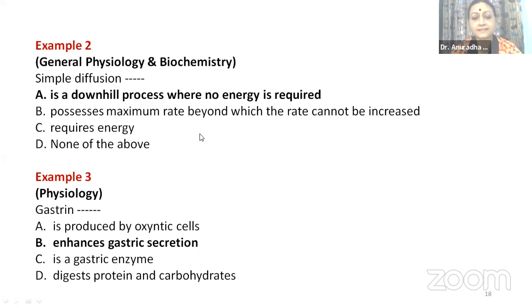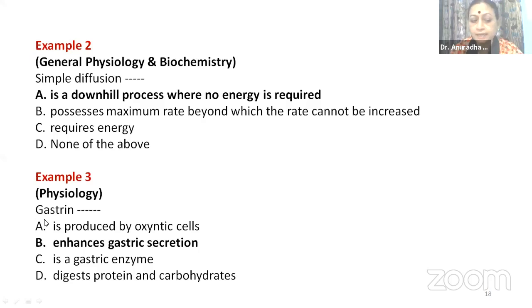Here's another example. This is from general physiology and biochemistry. Simple diffusion. What about simple diffusion? Then the student has to read the entire thing to understand what it is that the examiner or the paper setter wants by way of this concept of simple diffusion. So instead of that, put it in the stem, let the stem be complete, and the options are then very concise. Physiology, gastrin. What about gastrin? Gastrin is produced by oxyntic cells. It enhances gastric secretion, is a gastric enzyme, digests protein and carbohydrates.